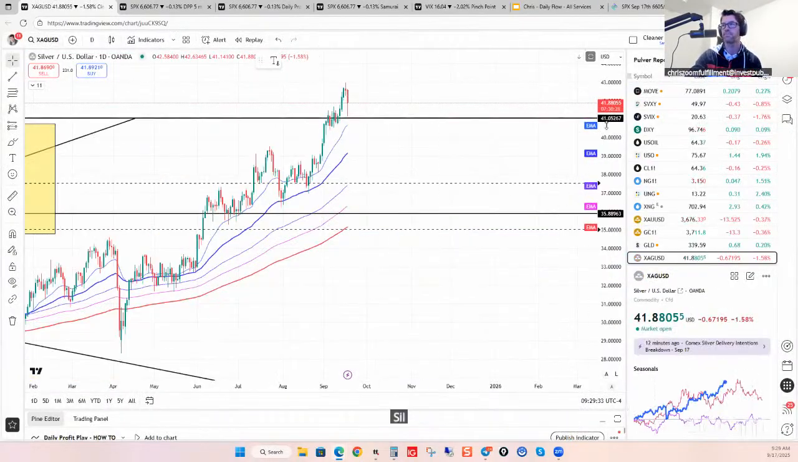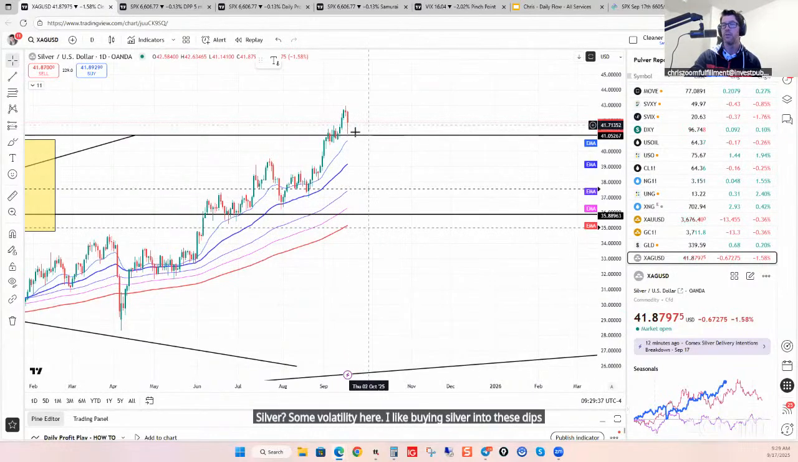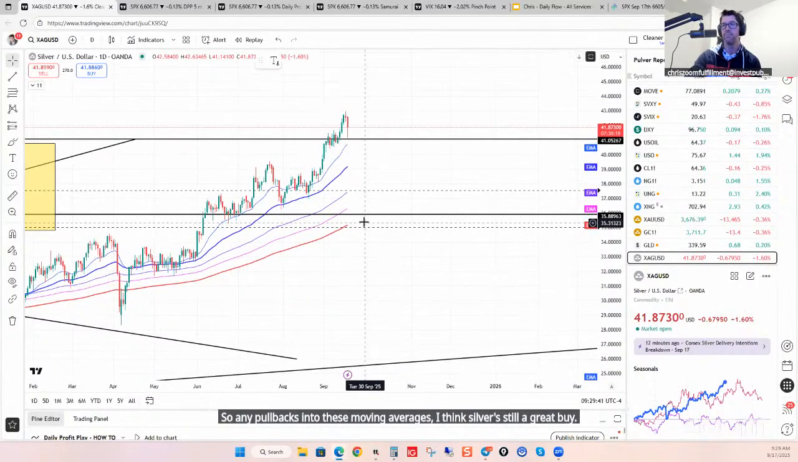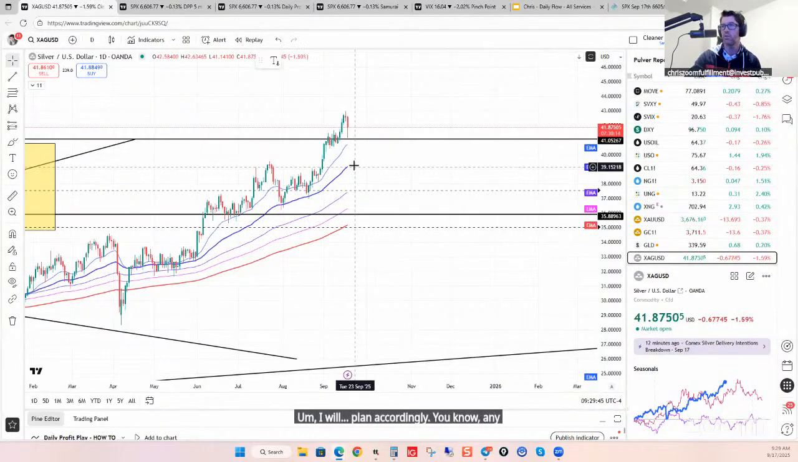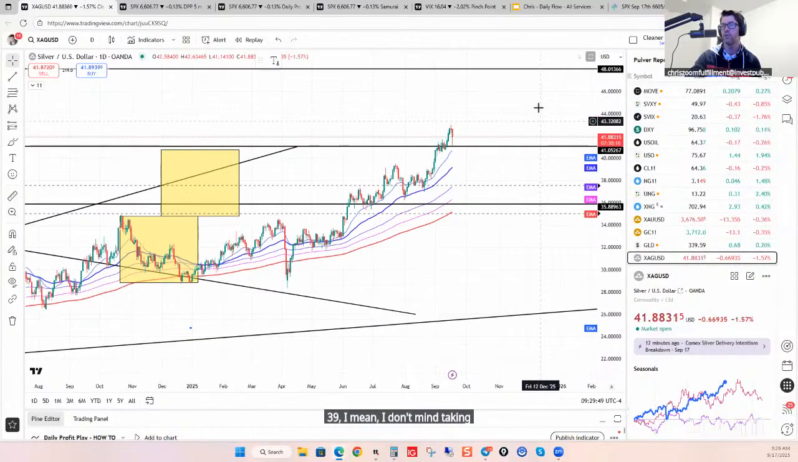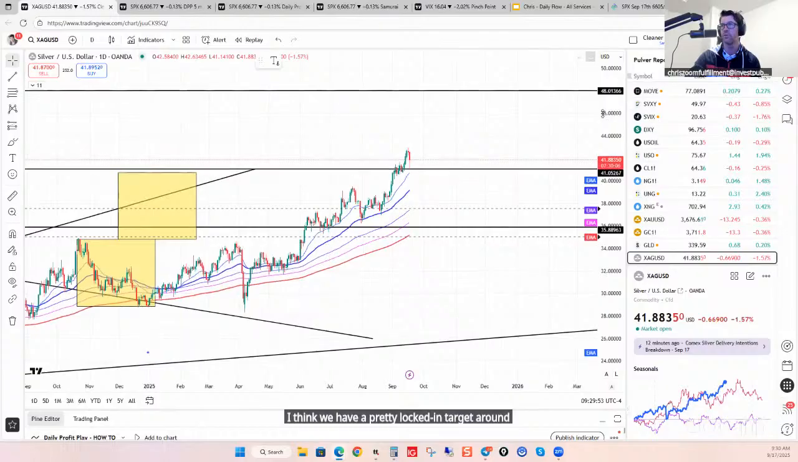Silver, some volatility here. I like buying silver into these dips. So any pullbacks into these moving averages, I think silver's still a great buy. I will plan accordingly. Any dips into 39, I don't mind taking additional shares of silver. I think we have a pretty locked in target around $48, $49.